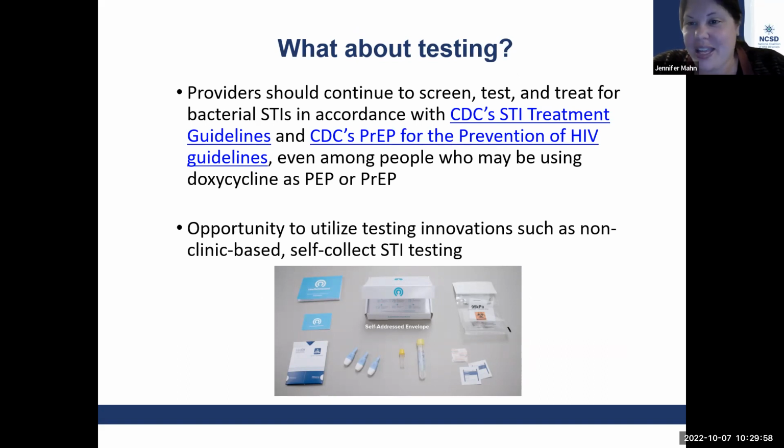Asymptomatic screening is something that has really been decimated in the past few years due to a variety of reasons: capacity issues, COVID again, MPV. So it's really important that we continue to innovate around non-clinic based self-collect STI testing, for example, and just sort of how do we increase clinic capacity and maintain access to asymptomatic screening.